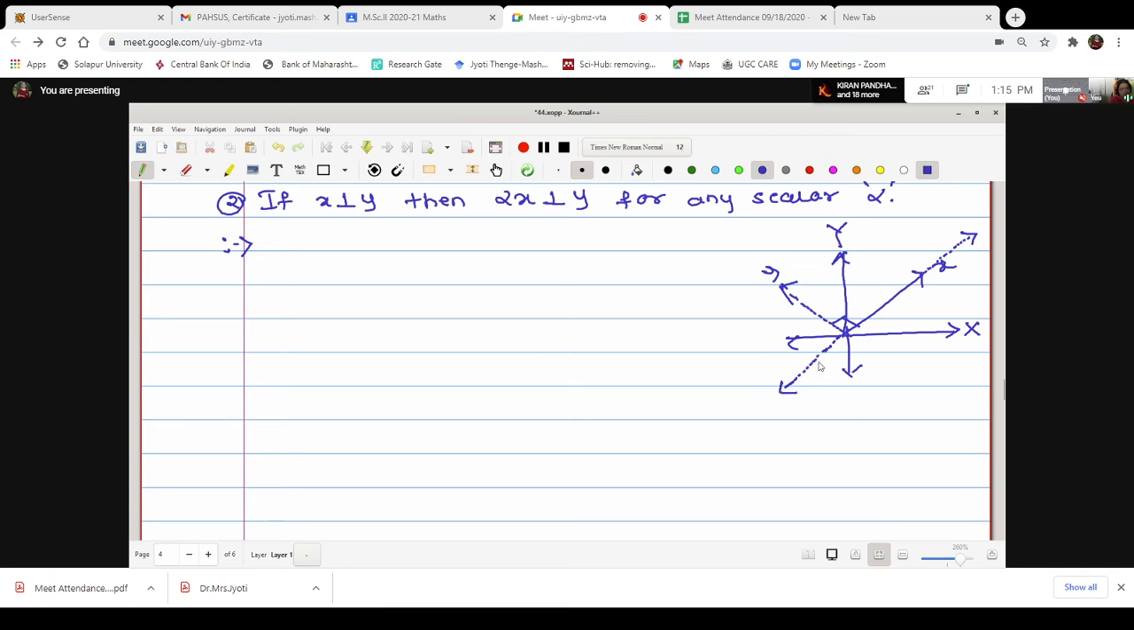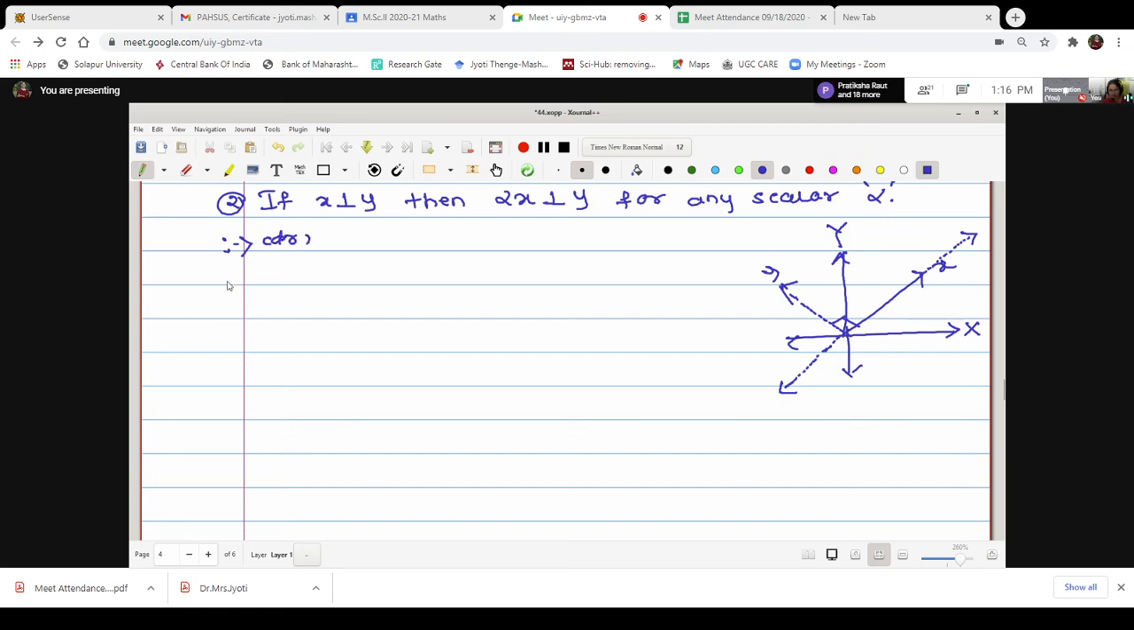Now look at this line. What is the alpha x line? This will be a whole line containing the vector x itself. But still the vector y is perpendicular to the whole line alpha x. Therefore geometrically this is obviously true. Now let us prove it mathematically.